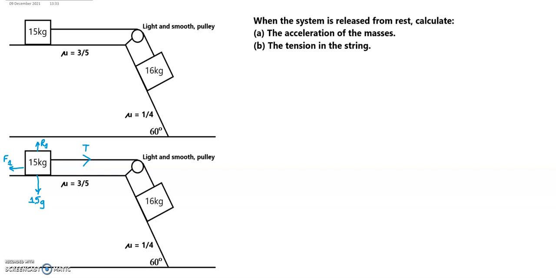For the 16 kilogram mass, because this is one string, the tension in it here will be the same as the other side of the pulley, so that will be capital T again. There will be a normal reaction of the inclined plane on the 16 kilogram mass perpendicular to the plane, and I'm going to denote that as R2.